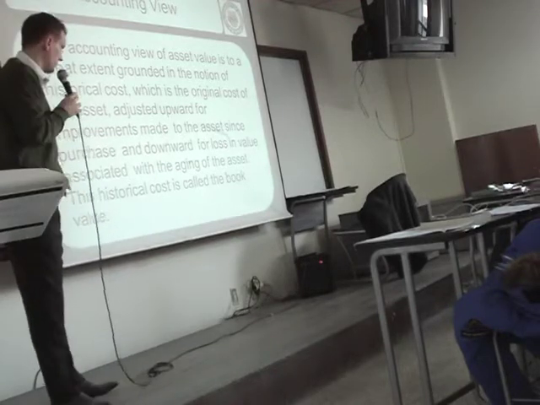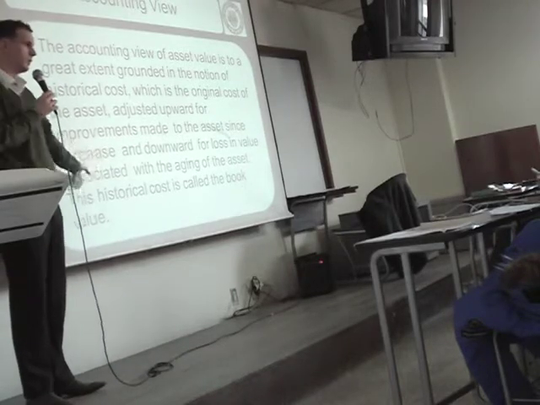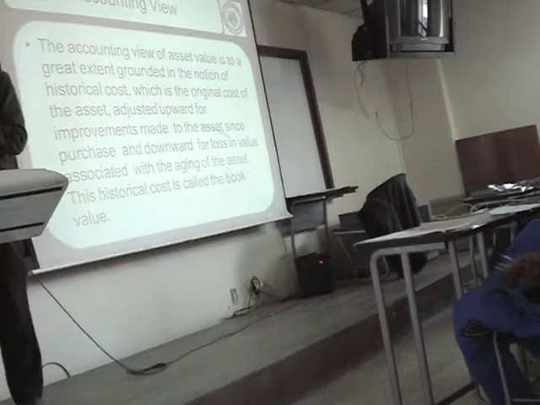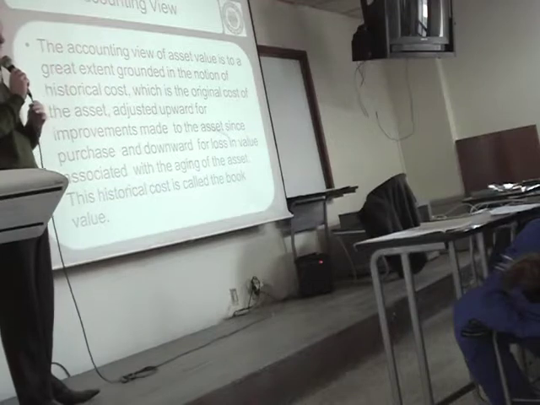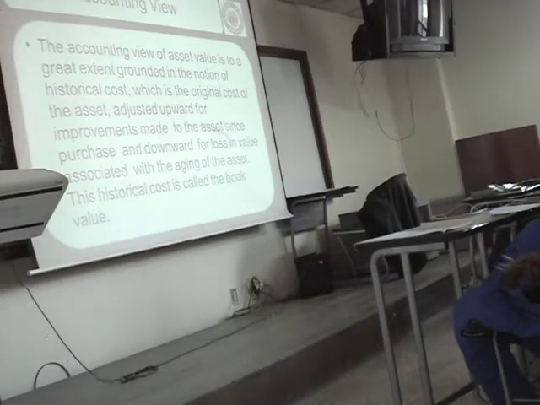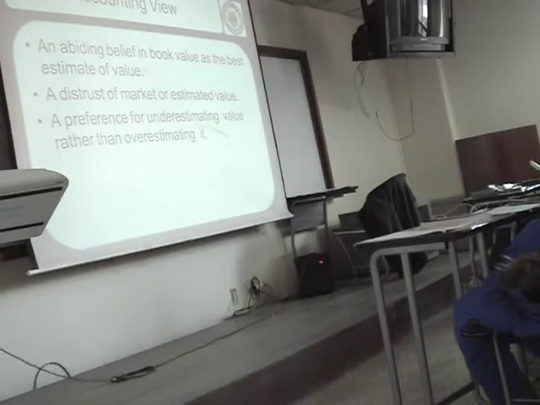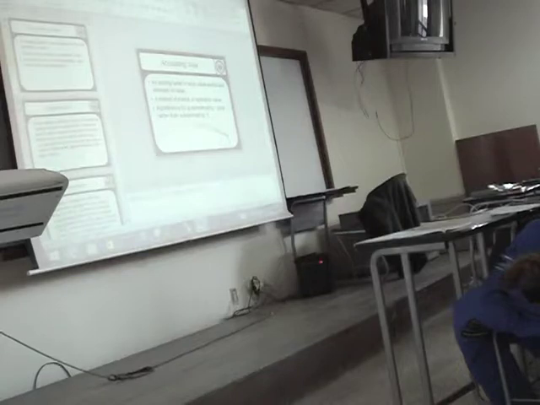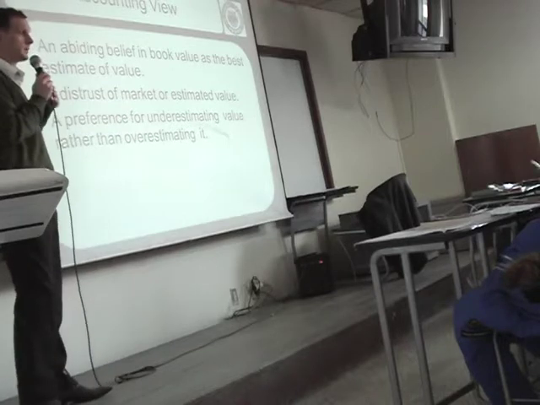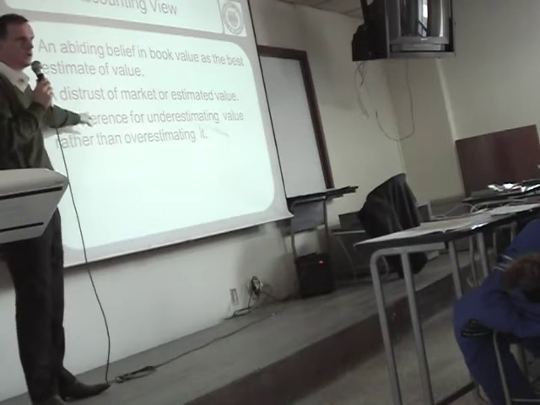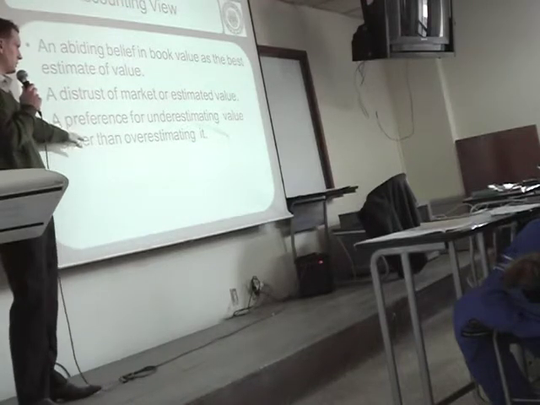And if we're not talking about an apartment, we're talking about a car, then the car got older, maybe the price has to go down, right? So they call this the book value. So we have book value against market value. So accountants prefer book value. They have a belief in book value, they think it is the best one. They don't really trust the market value or the estimated value. And as I mentioned, they prefer to underestimate.